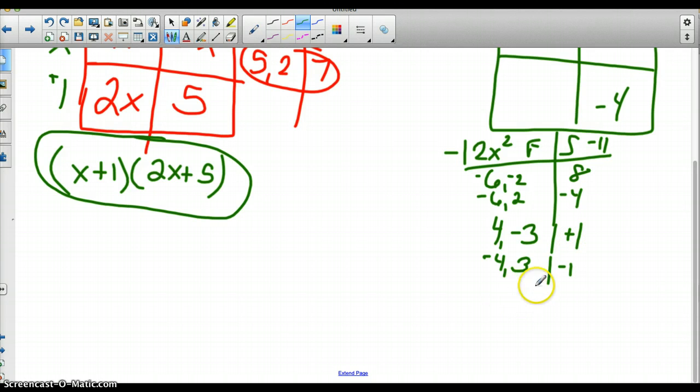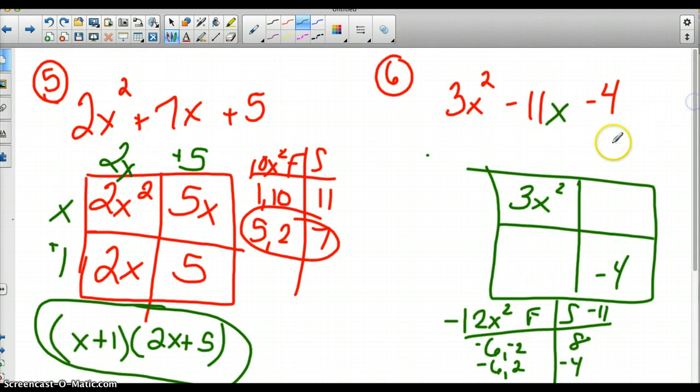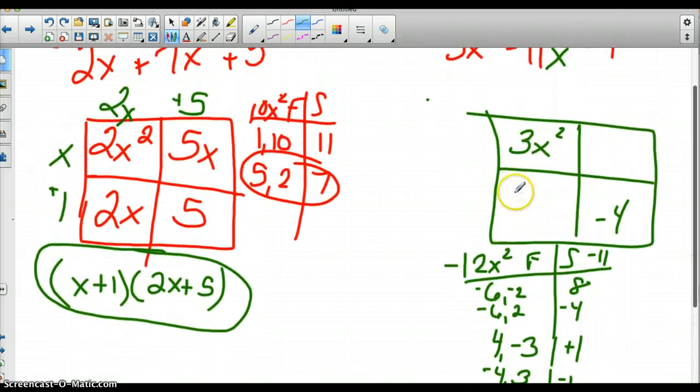Okay, so what other factors are there? We have factors of 12 and 1 itself. So we could have negative 12 and 1, which gives us negative 11. Okay, which remember you wanted to get negative 11. So we're done. We found our factors. Okay, so now we put in our negative 12, comma 1. So negative 12 with an x and 1 with an x.